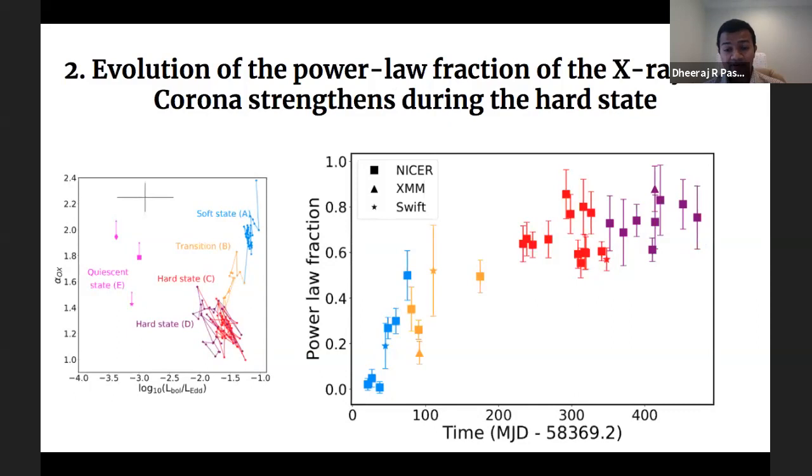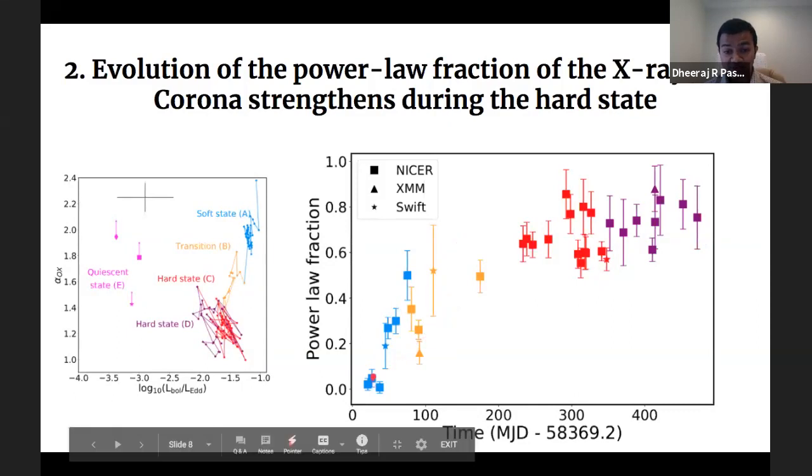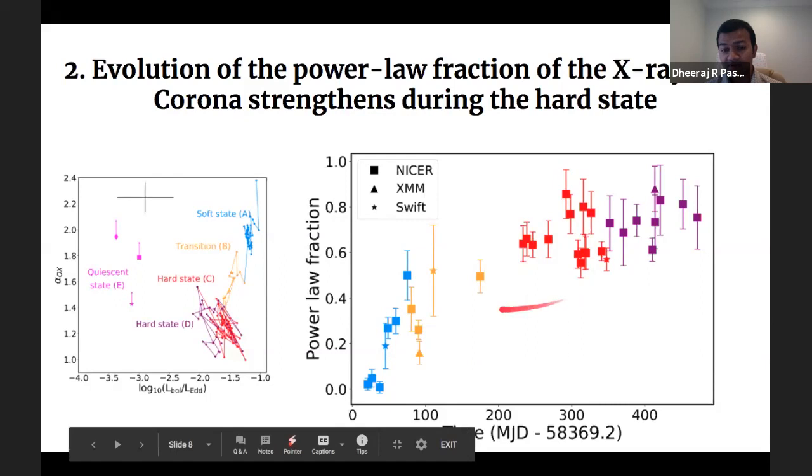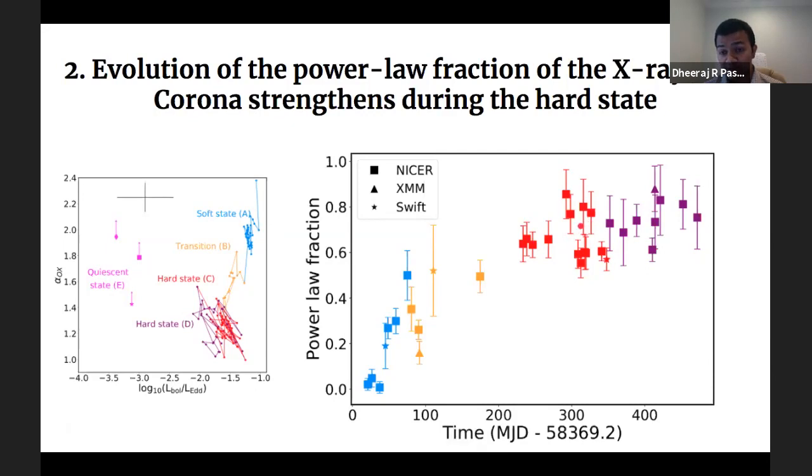Another independent line of evidence is during the soft state. So now I'm plotting the fraction of the power law flux in the X-rays as a function of time over 500 to 600 days. Initially in the soft state, there's essentially no power law, but as it increases in flux and moves into the hard state, the power law fraction strengthens. This is again similar to what is seen in stellar mass black holes.